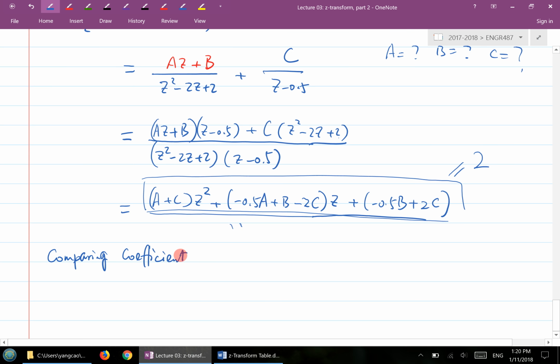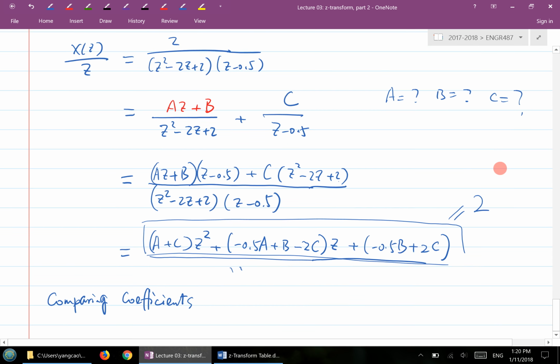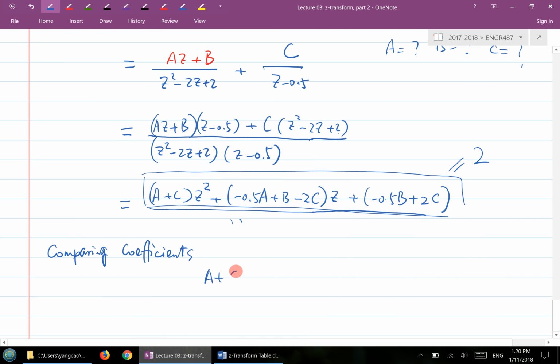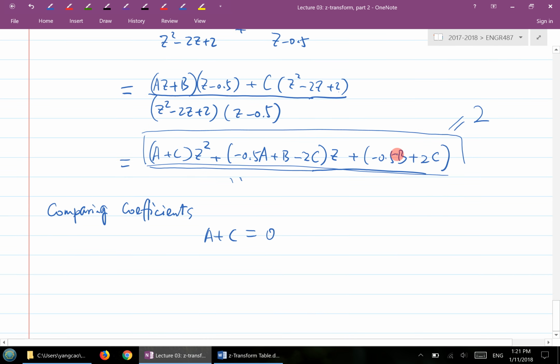Okay, compare coefficients. Comparing coefficients basically means, you see, the actual numerator is 2. So there is no z squared, z to the power 2, or z term in this numerator. So basically, this a plus c here equals 0. And then negative 0.5 times a plus b minus 2c. So there's no z coefficient, right? So it should also be 0.